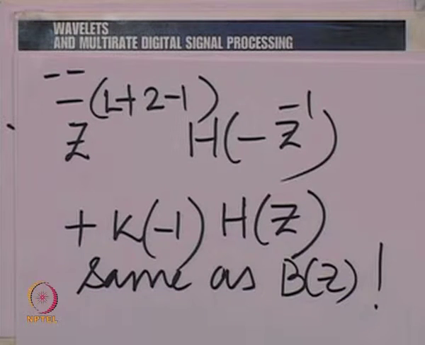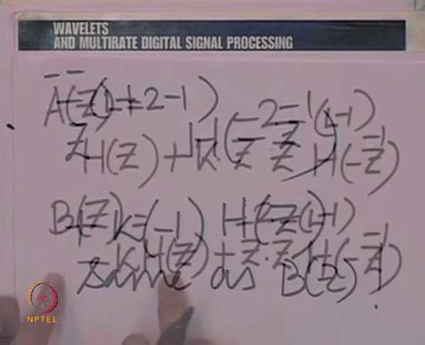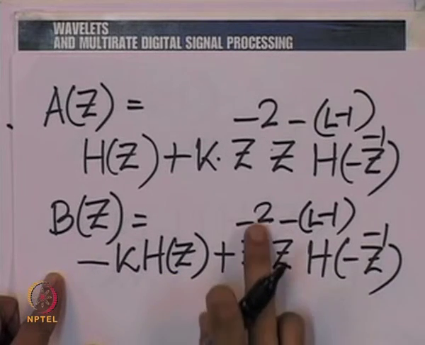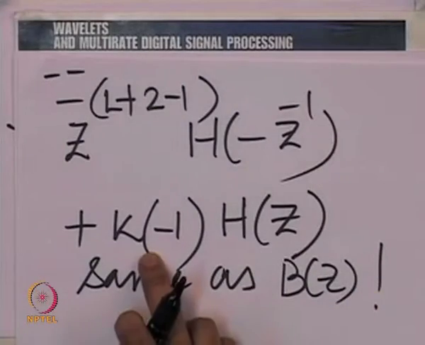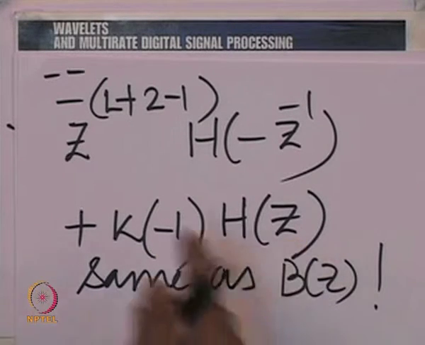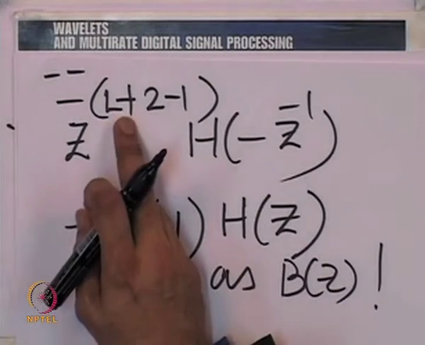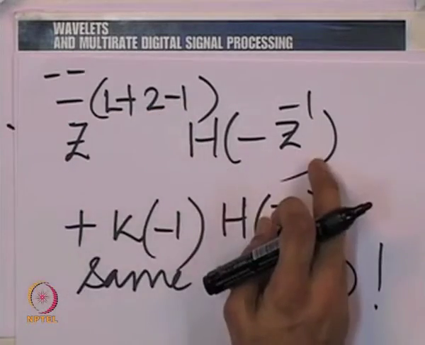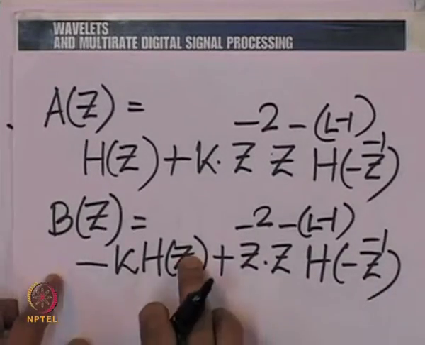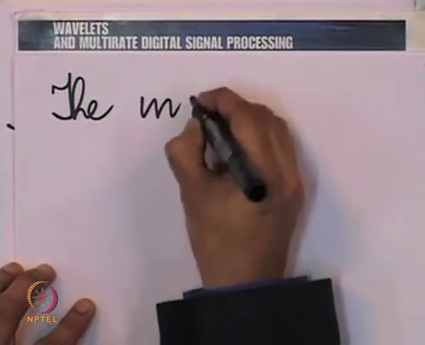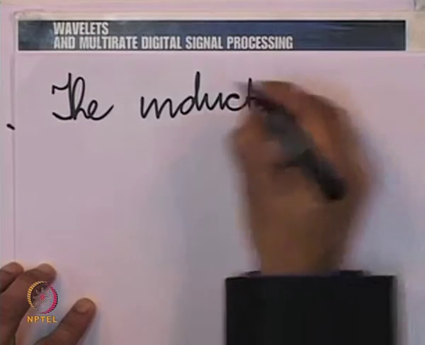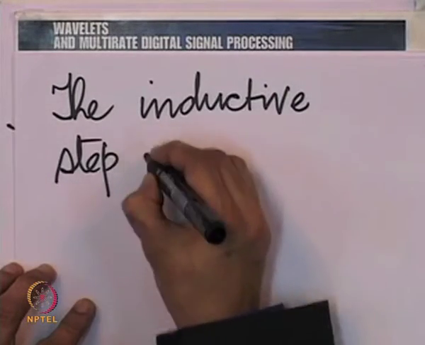Indeed, let me put back the expression for B z before you for comparison. B z was minus k times H z plus z raised to the power minus 2 z raised to the power minus L minus 1 H of minus z inverse. And look at what we have here, minus k times H z plus z raised to the power minus L plus 2 minus 1 H of minus z inverse. Perfect match, this and this. So, in fact, we have completed the inductive step. The inductive step is complete.